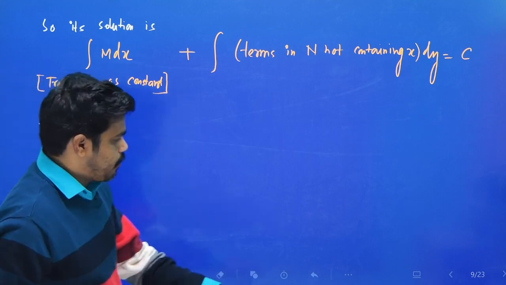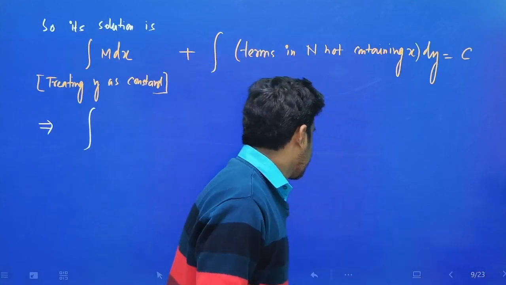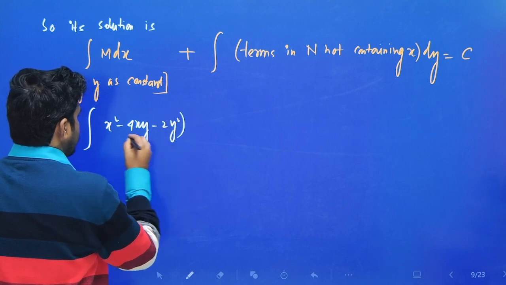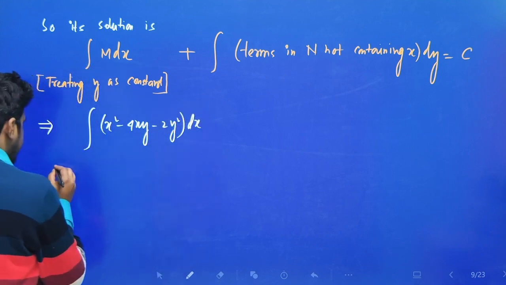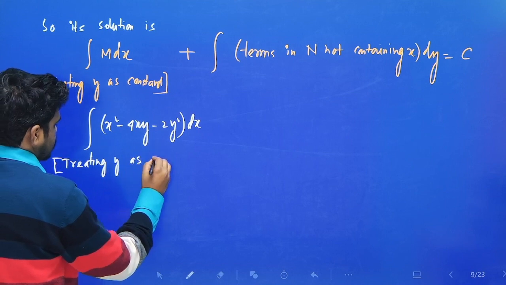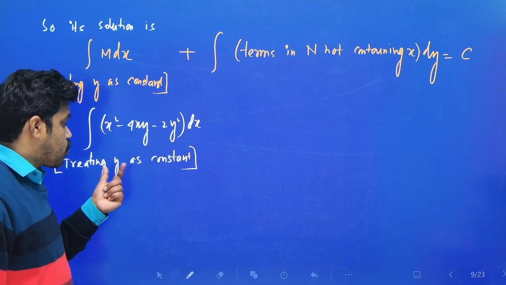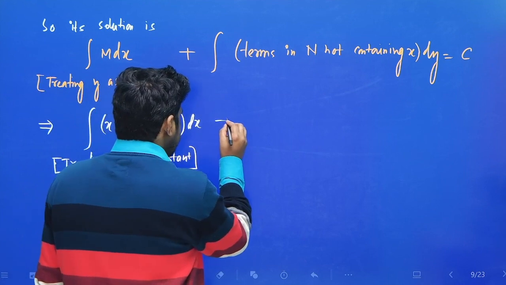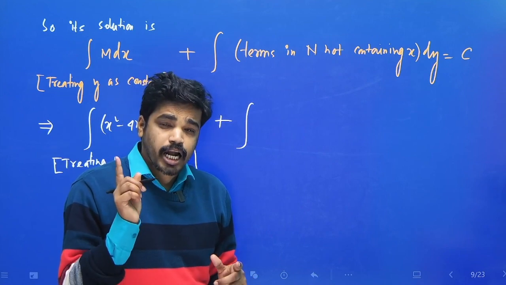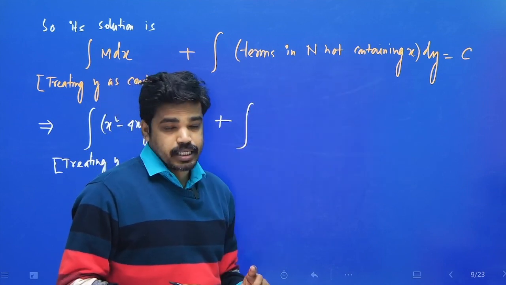So this implies integration. What is M? Here M is x² − 4xy − 2y², so integration of (x² − 4xy − 2y²) dx, treating y as constant. That means we will integrate treating y as constant, plus integration of terms in N not containing x. We have to write those terms in which x is not present, and we will integrate that with respect to y, okay?